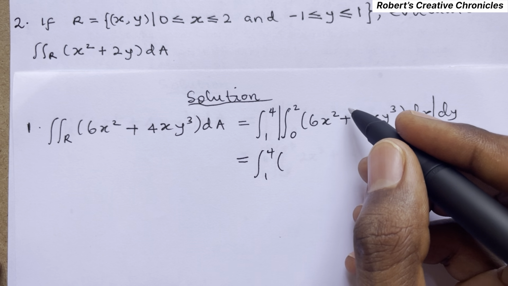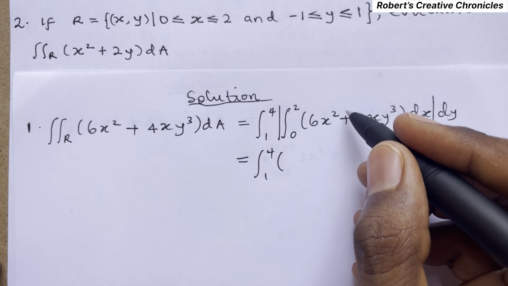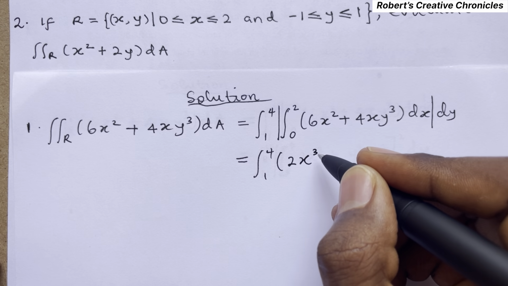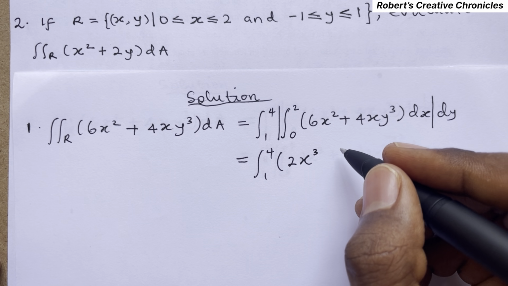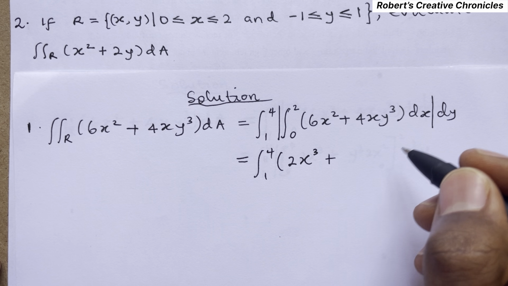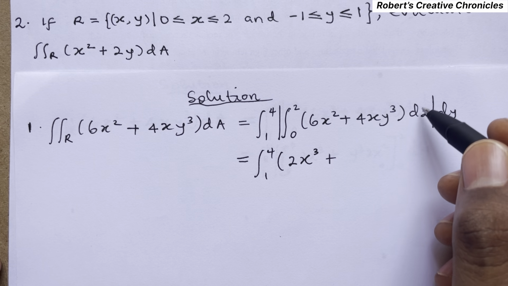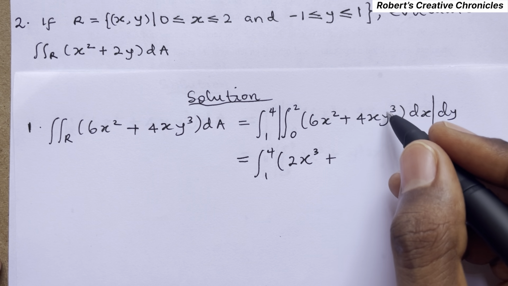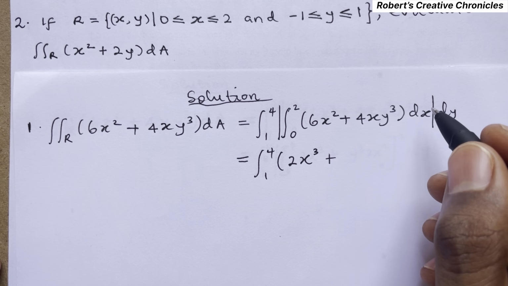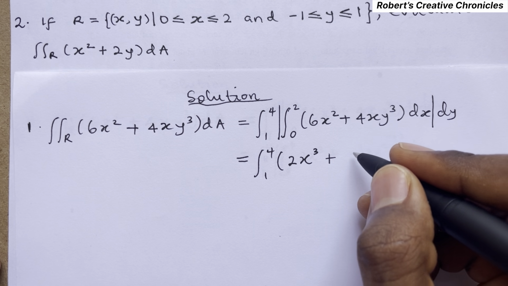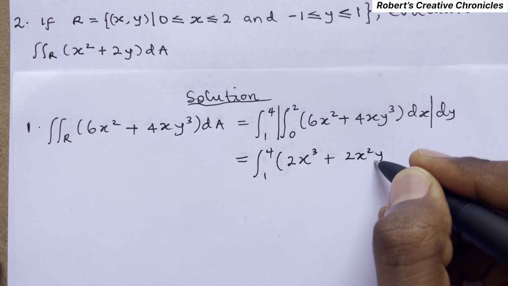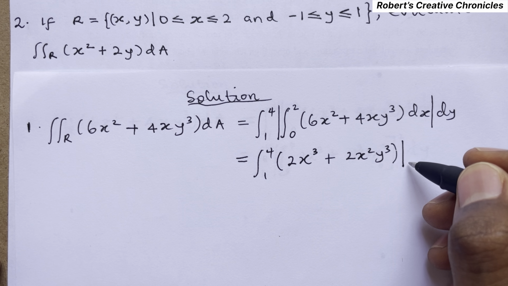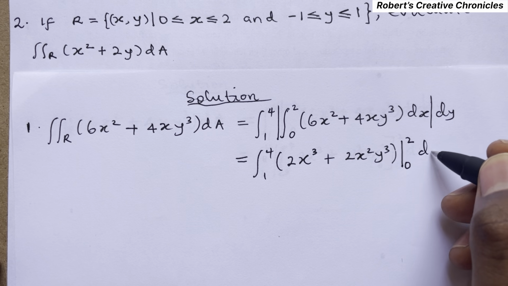So this becomes 6x squared. If you find the integral, it is 6x cubed over 3, which is 2x cubed. Then plus, since we are integrating with respect to x, y cubed will factor out. The integral of 4x is 4x squared over 2, which is 2x squared. So it's 2x squared y cubed. Then we'll put the limits, which is 0 to 2, then the y.